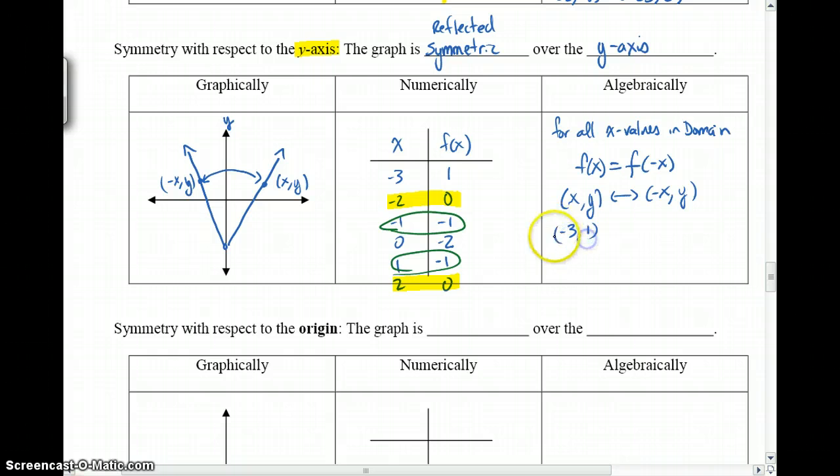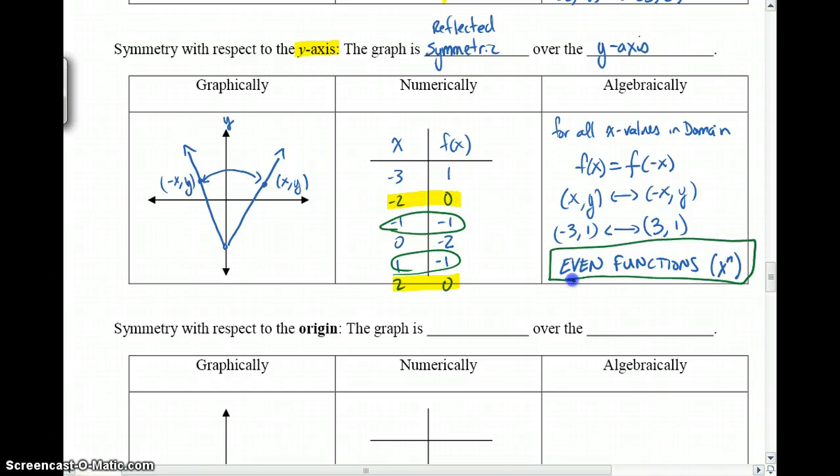-3 comma 1 tells me I'm also going to have 3 comma 1 in there. We have another name for them. They're called even functions, because functions in the form x to the n, where n is even, are all symmetric to the y-axis. Let me just circle this in a slightly different color. Another vocab term that we'll be using.